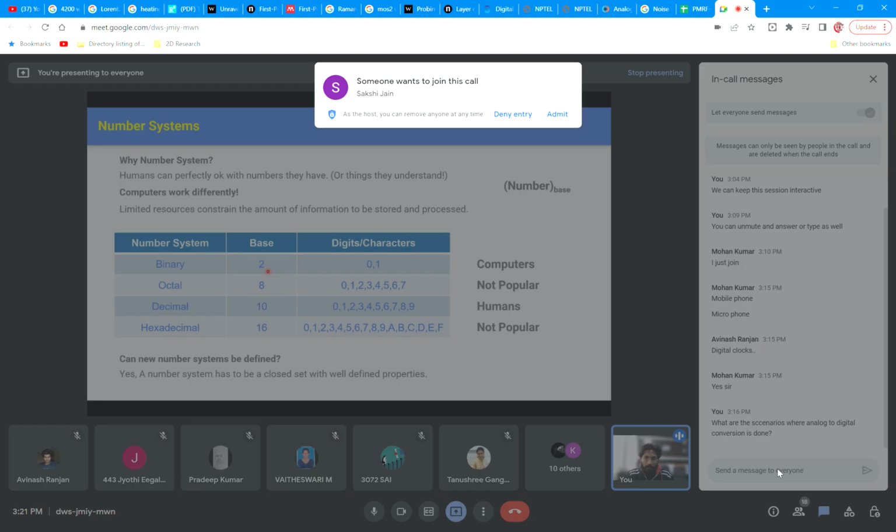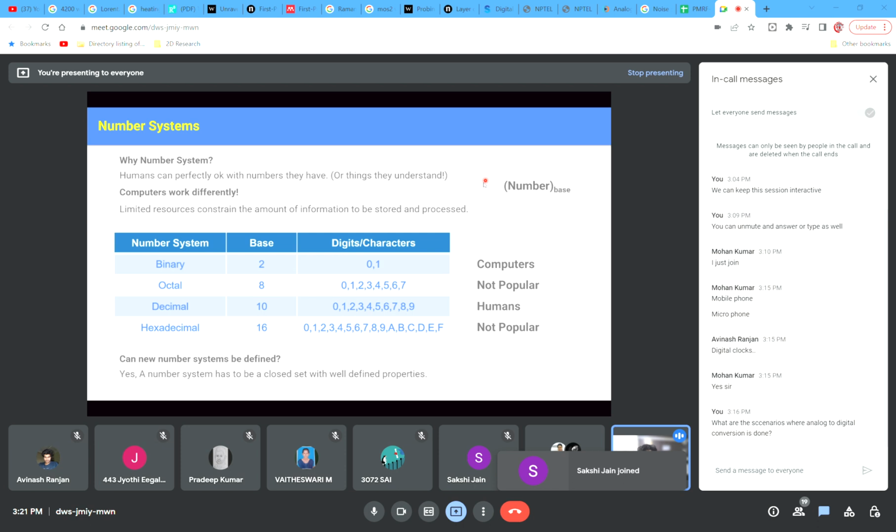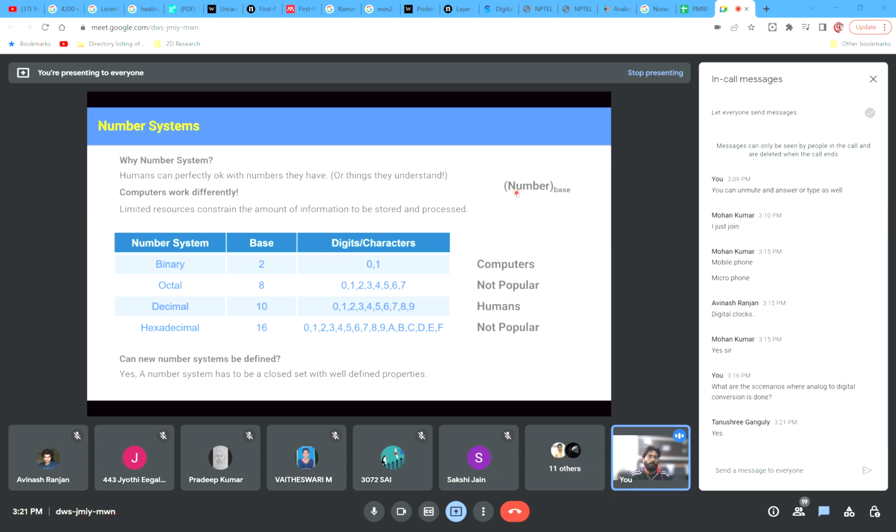So what all bases do you know in which number systems would work? I have just put a basic notation of how a number must be denoted. In brackets here you have the numbers that might have some of these digits or characters to represent a specific information, whereas this subscript base would be the base of these numbers.